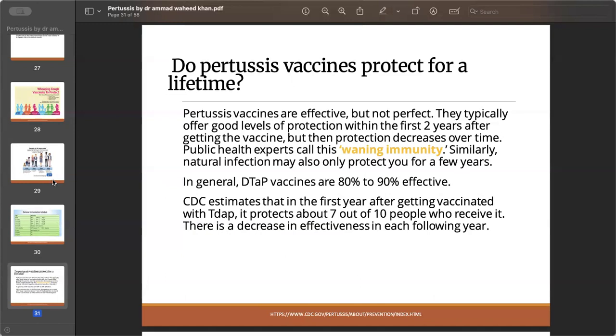Similarly, natural infection may also only protect you for a few years. In general, DTaP vaccines are 80% to 90% effective. The CDC estimates that in the first year after getting vaccinated with DTaP, it protects about 7 out of 10 people who receive it. There is a decrease in effectiveness in each following year.